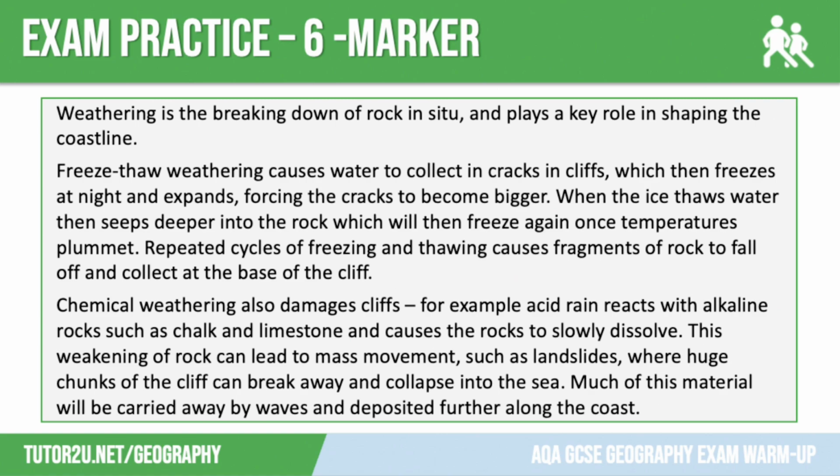So why would it achieve all of the marks available? Well, 6 markers need 2 well-developed paragraphs. We've written about freeze-thaw and chemical weathering, and we've talked about how the processes work. For example, we've talked about the cycle of freezing and thawing and what this does over time, and at the end of each paragraph we've said what it actually does to the coastline, so it ends up with rockfalls and landslides.